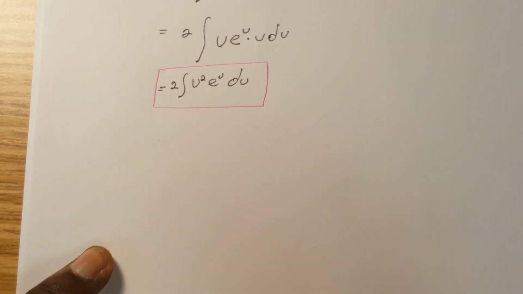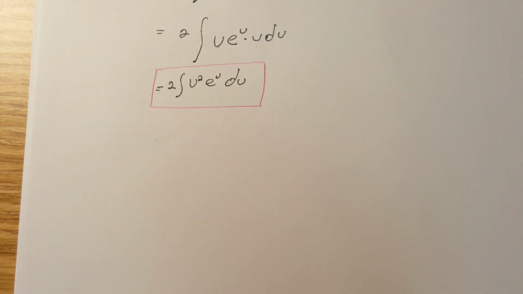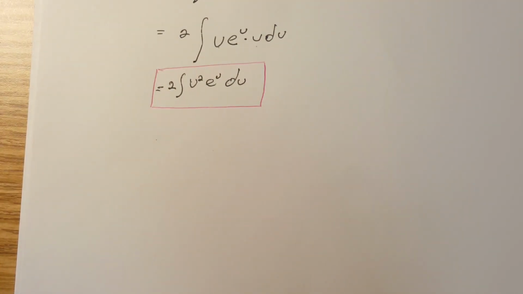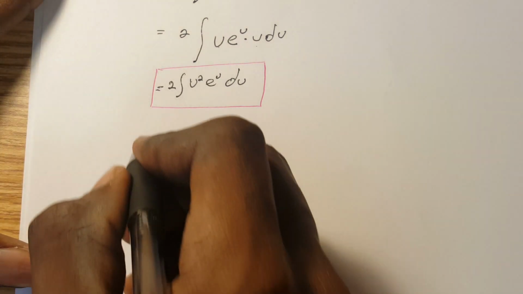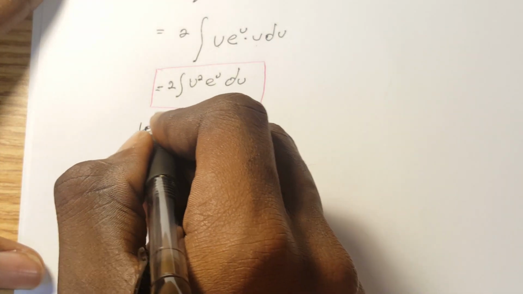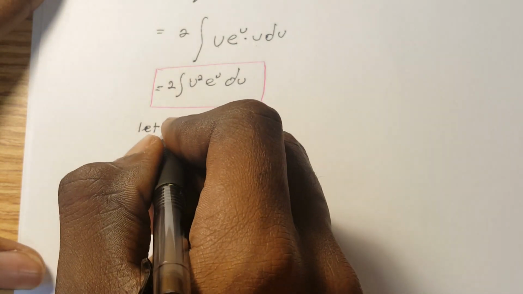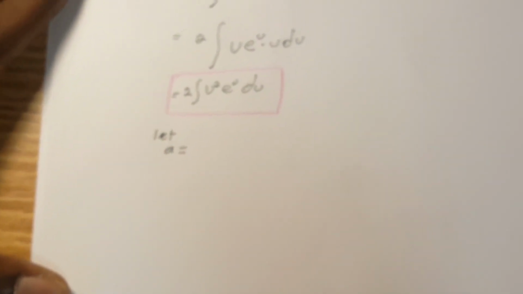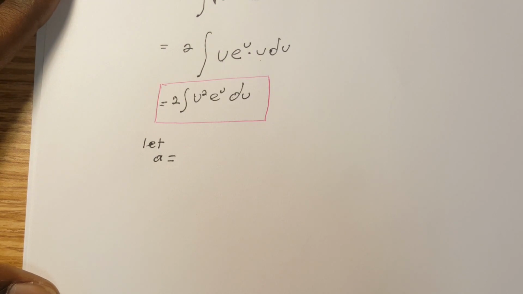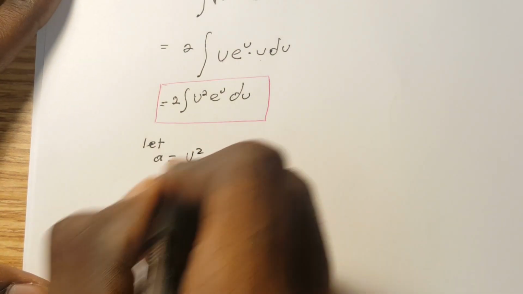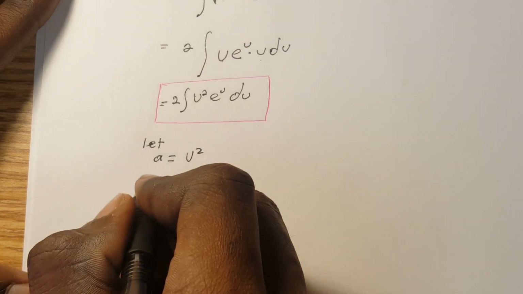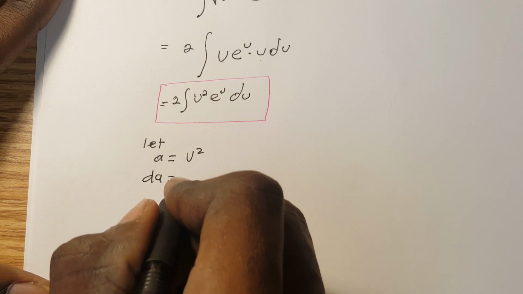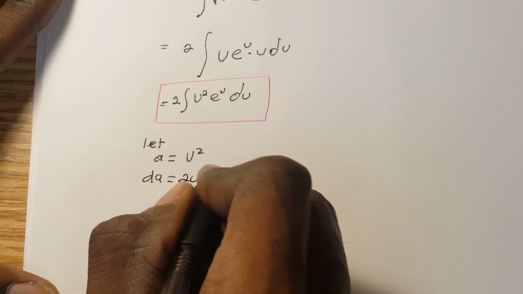So remember, in integration by parts, we will let our u be equal to something, but here we have already used u, so we're going to use a different letter for it. I'll let my a be equal to u squared. Therefore, dA will be equal to 2u du.